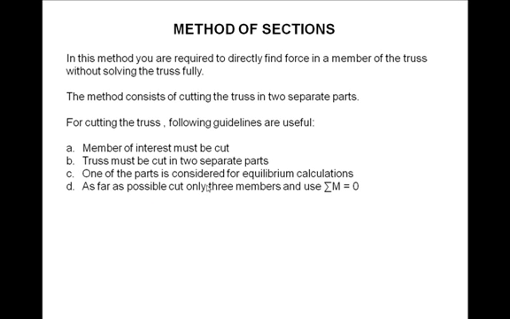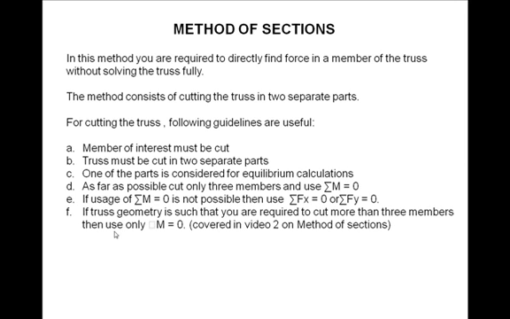Now, as far as possible, we cut only 3 members and try to use sigma m equal to 0, failing which, that is, if usage of sigma m equal to 0 is not possible, then we use sigma fx equal to 0 or sigma fy equal to 0. These points A, B, C, D, E, 5 points, will be demonstrated in the problems starting from the next slide. Now, suppose the truss geometry is such that you are not required to cut more than 3 members, then you have to use only sigma m equal to 0. Now this type is covered in video 2 on the method of sections. Okay, so this part won't be covered in this video.